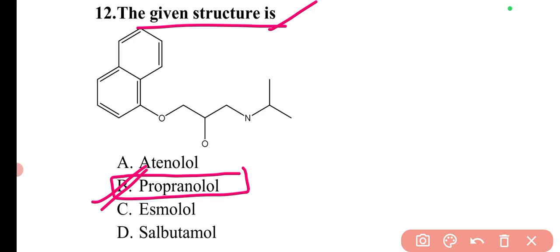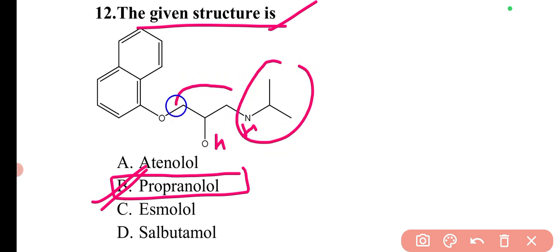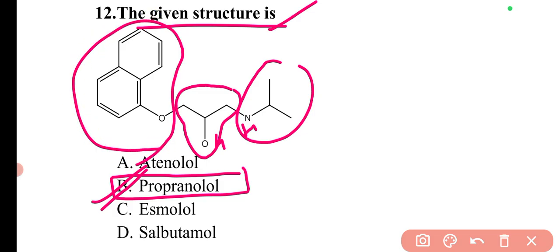In this structure, if I have to tell you how things are, there is an OH and an NH group. This is one group, this is the other group, and this is the other group. So this structure will be divided into these three parts. Now, this is the first nitrogen. At nitrogen only, this is the first group.